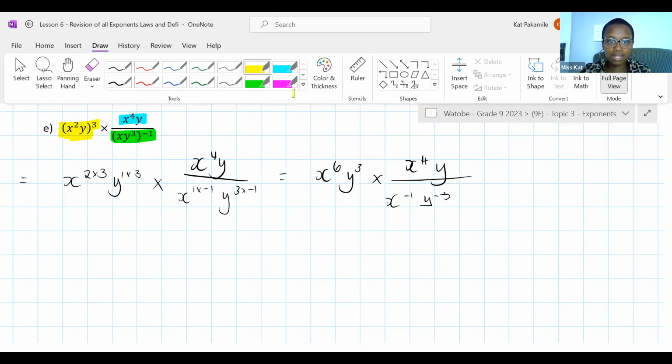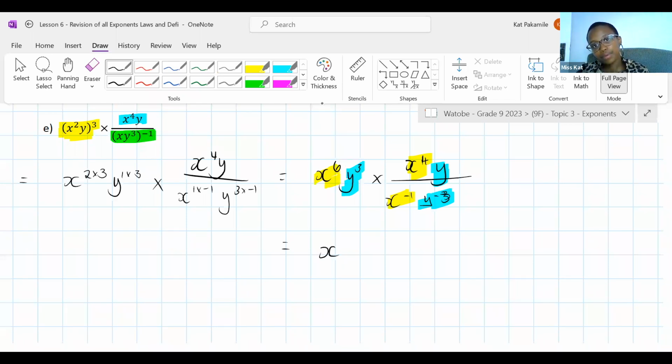We have x. What's the other one that we have? y. An x and a y. You see that? Yes, ma'am. Great. So now we can write our final answer, dealing with each variable on its own. Let us deal with x. So we have x to the 6 times x to the 4. When we multiply, what do we do to exponents?